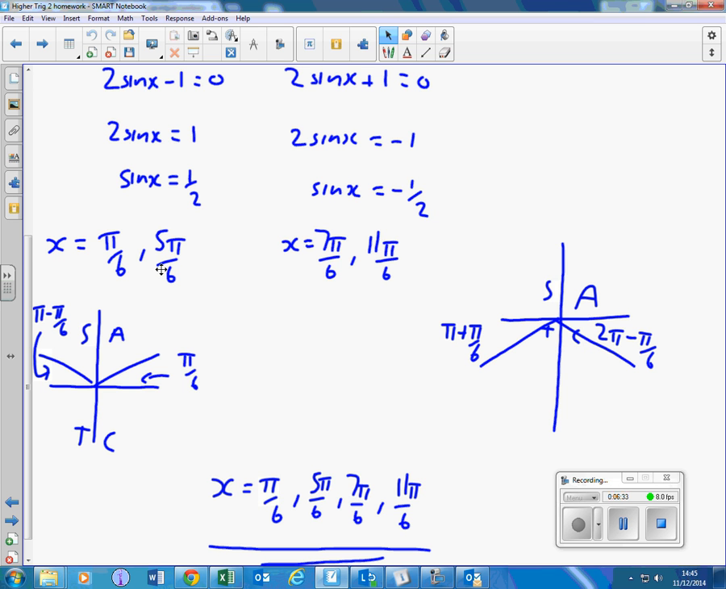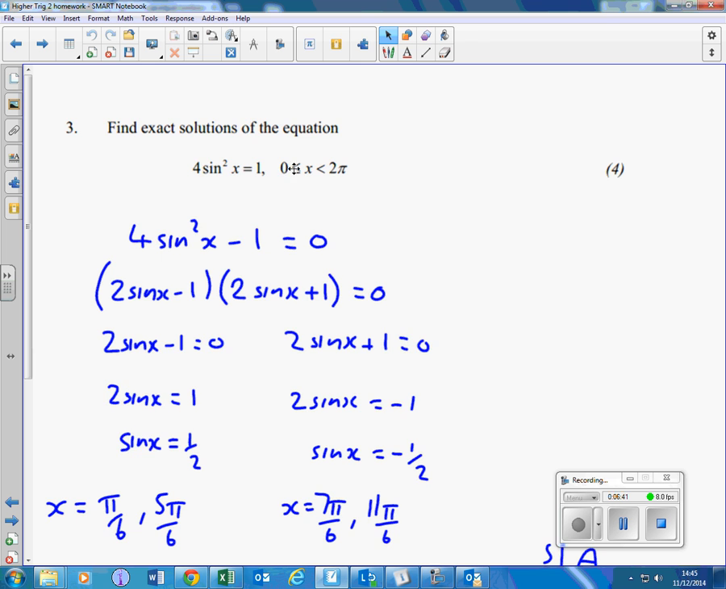So I've got two solutions there, two solutions there. Just state all four solutions at the end. Just check the correct range. Yep, from 0 to 2 pi.